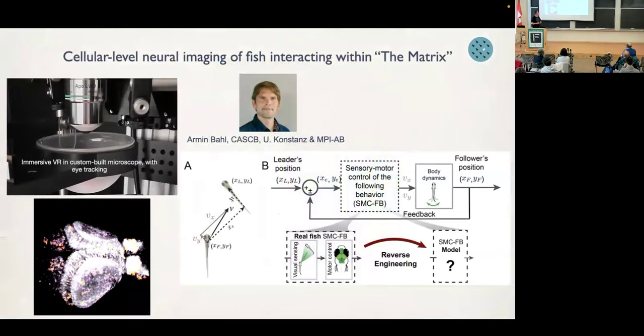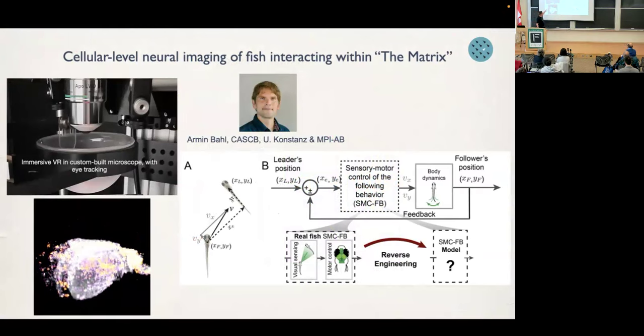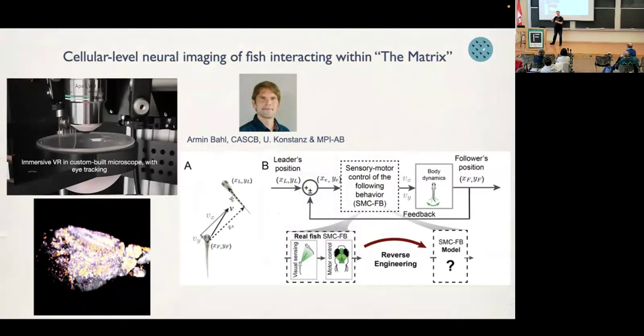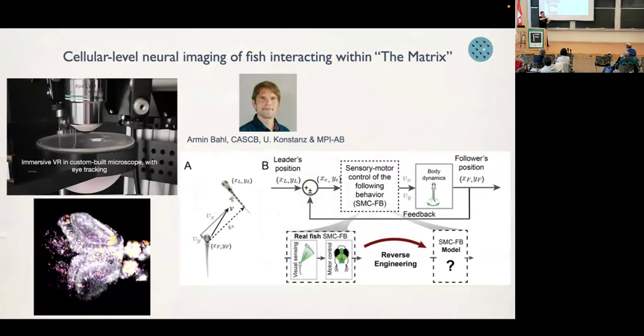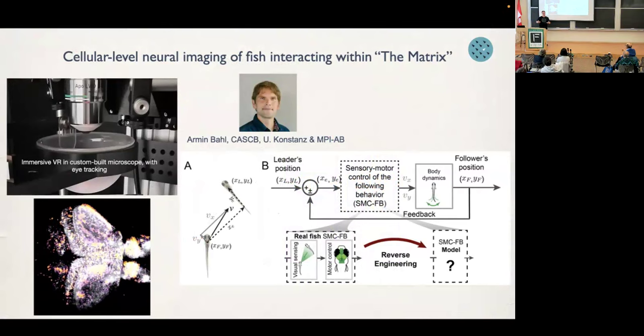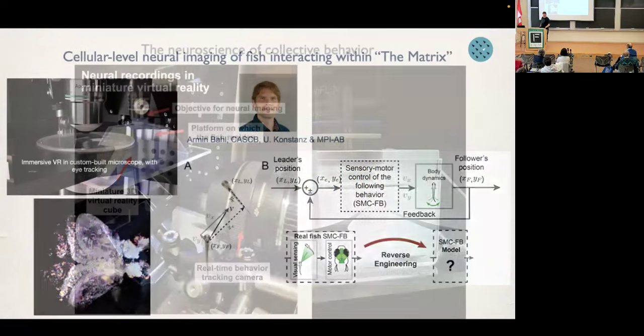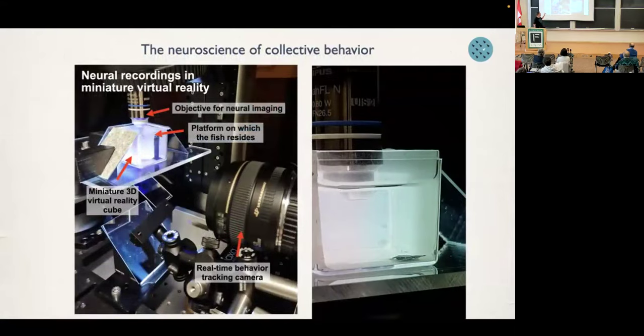And so now, collaborating with Armin Bahl, who's a neuroscientist, we've developed a system where you can do whole brain imaging at cellular level resolution of a fish that thinks it's swimming with other fish. It's actually paralyzed, and Armin is decoding the information given to the spine to turn left, turn right, accelerate, and so forth. And so look out for some really cool stuff where we can then link the cellular level resolution to individual decisions and individual decisions to collective decisions using the same setup.